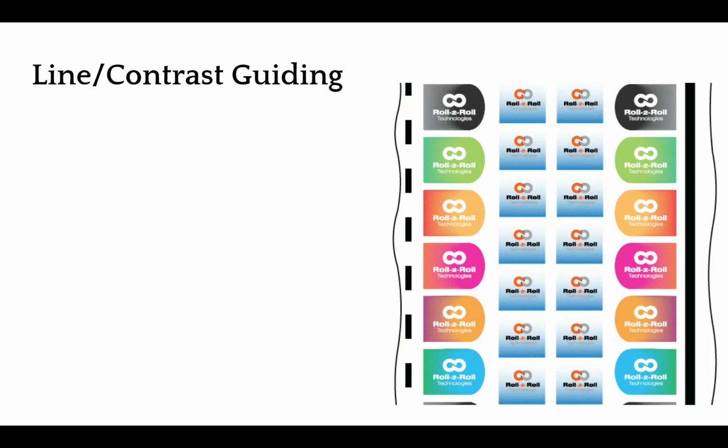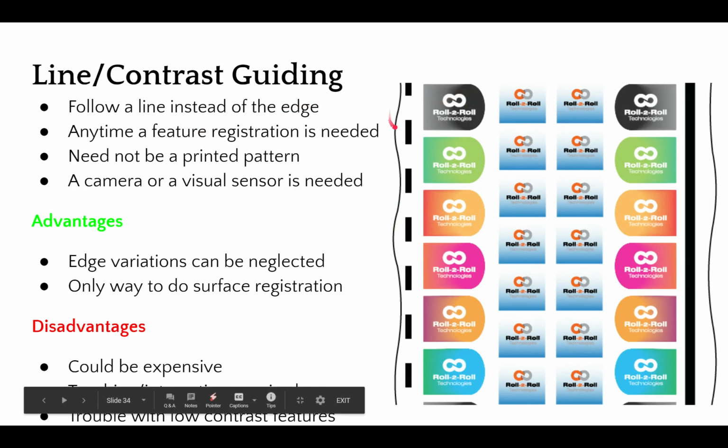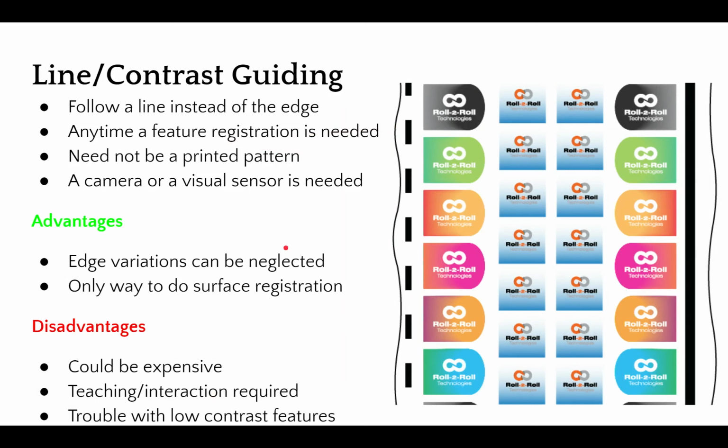It's not typical to see a web guide between print units, but once the printing is done, you go to the next process like converting, slitting, coating, laminating, anything like that. Now you don't want to cut or coat at the wrong location, so you would guide based on the printed pattern, which is the most important feature right now. So you follow a line or a pattern on the surface of the web, not the edge of the web. This is used anytime feature registration is needed.